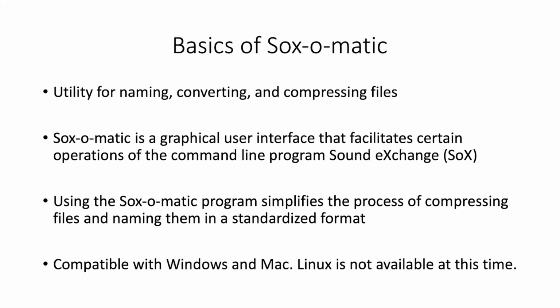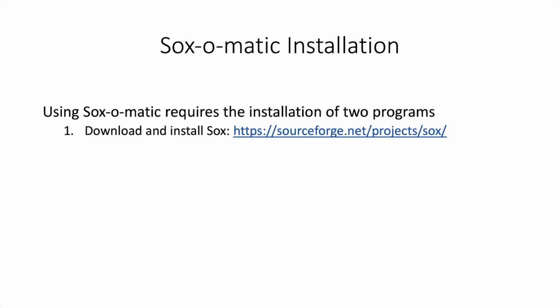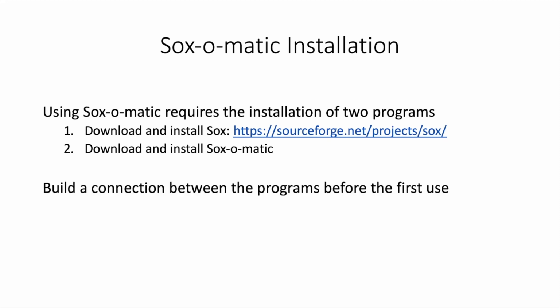Currently, it is compatible with Windows and with Mac, although Linux support is not available at this time. To use Sox-o-matic, you actually need to install two programs. First, you need to download and install Sox from the SourceForge website. This link is on the website page that hosts the video. Second, you need to download and install Sox-o-matic, and again, this program is linked through the website page. Once you have both of these programs downloaded, you'll need to build a connection between them so that Sox-o-matic is able to use the commands that are present in the Sox program.